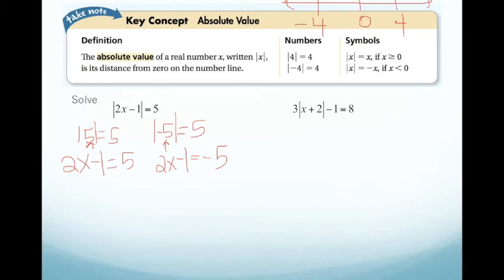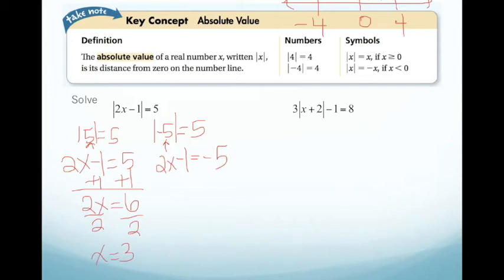So we end up with two cases, and anytime you're solving an absolute value, you should have two cases that you're looking at. Really what you're looking at is, what if I have the positive copy and what if I have the negative copy? Once you have those two cases, we're going to solve each one separately. In the first one on the left, add 1 to both sides, and we get 2x equals 6. Then to isolate x, divide by 2 on both sides. So x equals 3.